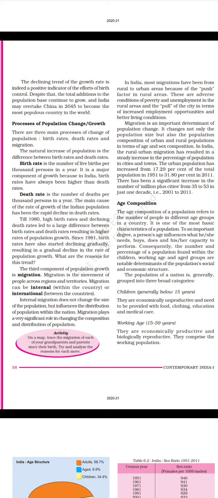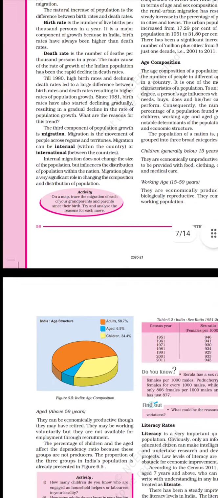The population of a nation is generally grouped into three broad categories. Children, generally below 15 years. They are economically unproductive and need to be provided with food, clothing, education, and medical care. Working age, 15 to 59 years. They are economically productive and biologically reproductive. They comprise the working population.